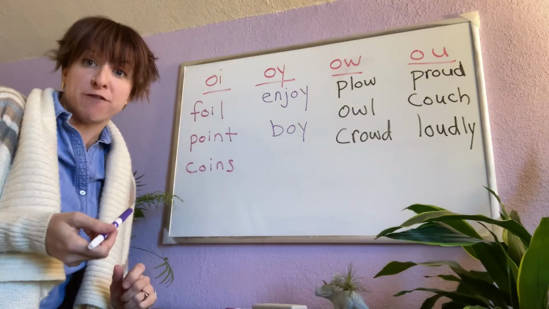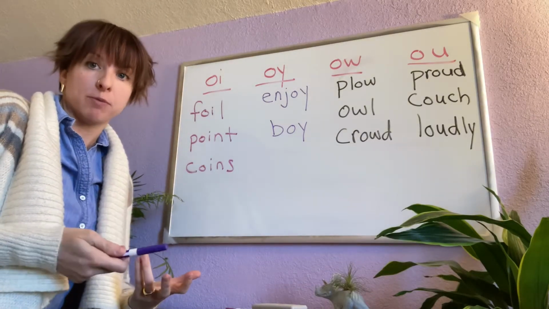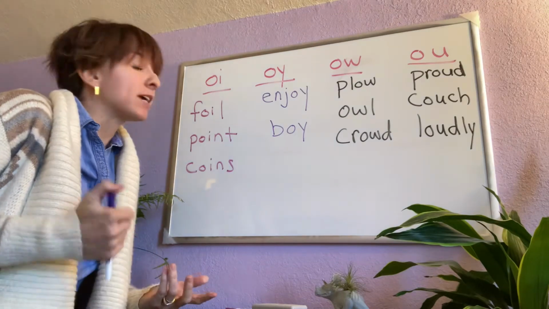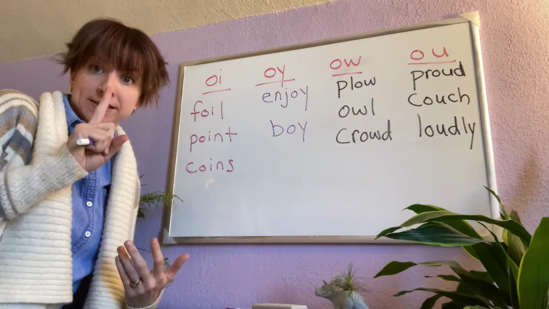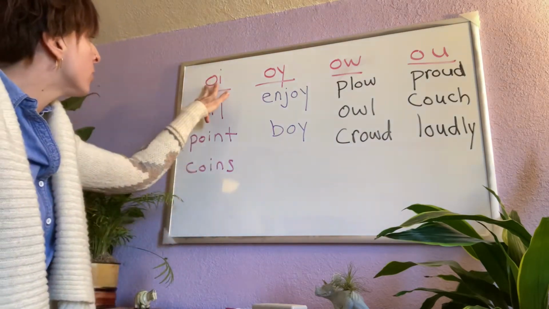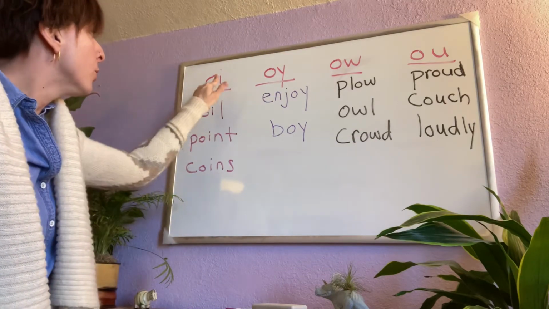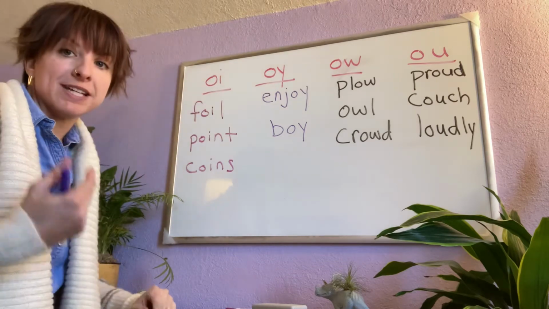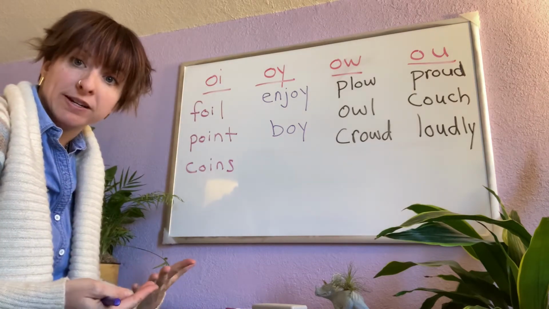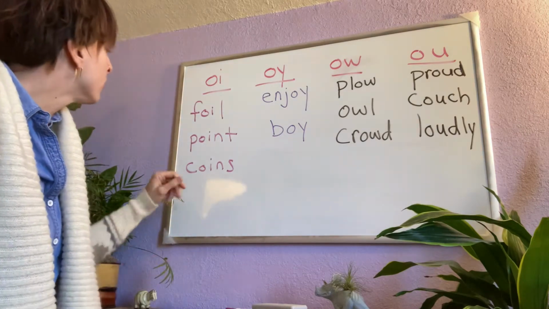I'm going to talk to you about phonics today, and we're looking at diphthongs, two letters that come together to make one sound. And we have O-I as a combination and O-Y as a combination. Both of these diphthongs say the same sound. It's oi. Say oi. Great.